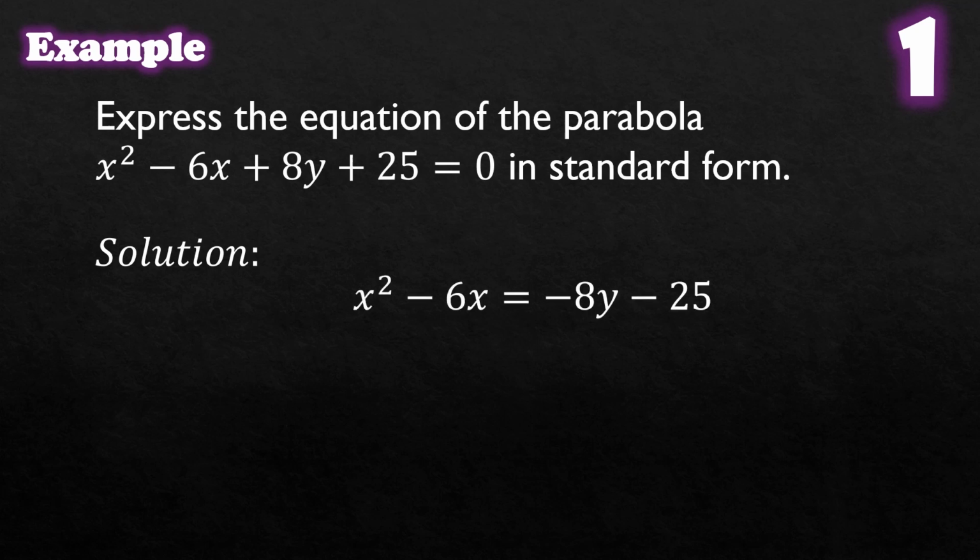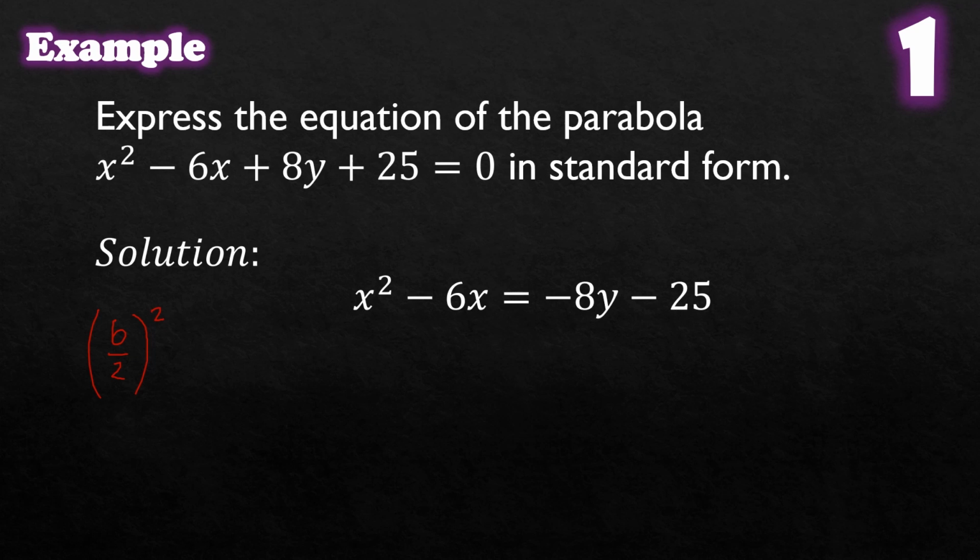So we have x squared minus 6x equals negative 8y minus 25. The next step is to complete the square in the quadratic expression x squared minus 6x. Since the leading coefficient of x squared minus 6x is 1, we can complete the square by adding b over 2 squared to the left-hand side and the right-hand side of the equation.